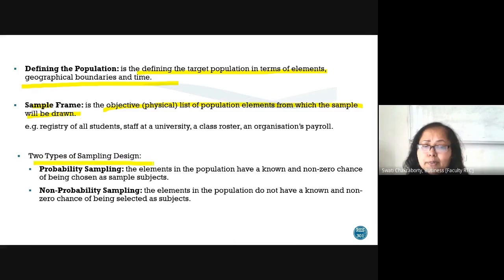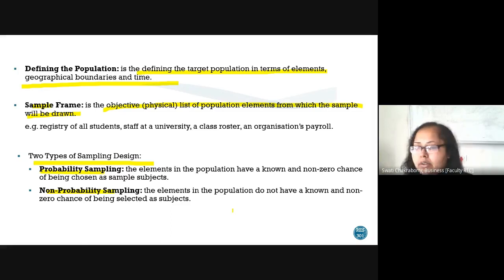There could be two types of sampling design: probability sampling and non-probability sampling. In probability sampling, elements in the population have a known and non-zero chance of being chosen as sample subjects. So either you will be selected or you will not be. Everyone has an equal opportunity. Whereas in non-probability sampling, the elements in the population do not have a known or non-zero chance of being selected as elements, as subjects.